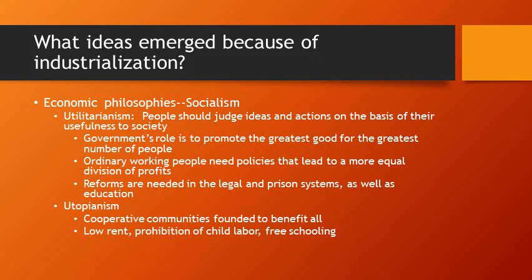The second socialist philosophy is utopianism, or the idea that people could create a model perfect society on earth. This is based on cooperative communities that are founded to benefit all, and it features things like keeping rent low, prohibiting child labor, and offering free schooling to everyone.